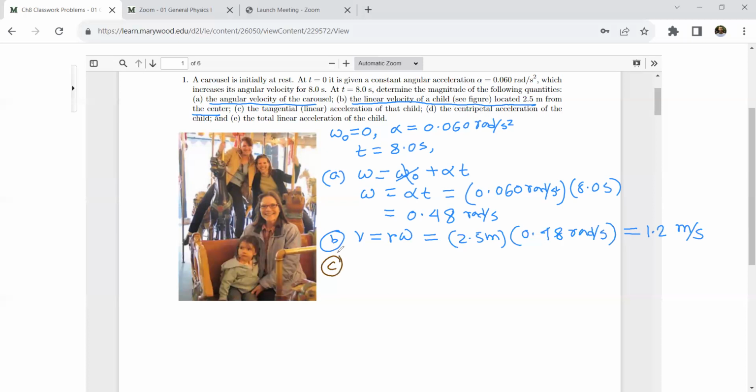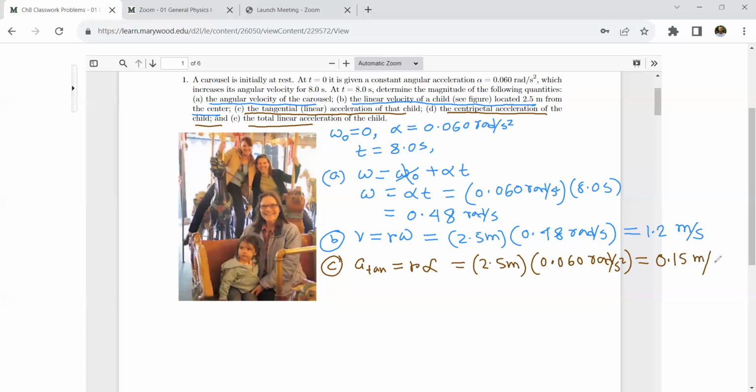Now number C, the tangential acceleration of the child, the centripetal acceleration of the child, and the total acceleration. The tangential acceleration a_t, if you remember, was R alpha. So R is 2.5 meters and alpha is equal to this, and this gives us 0.15 meter per second square.